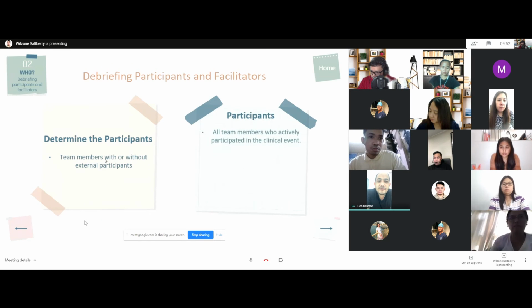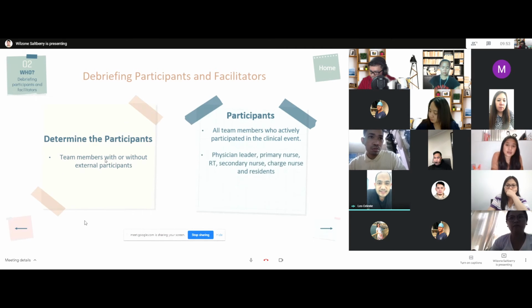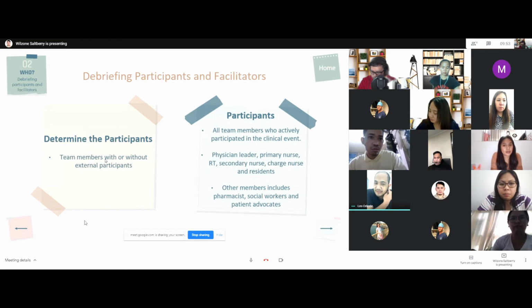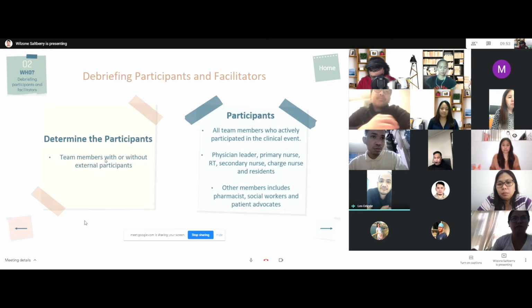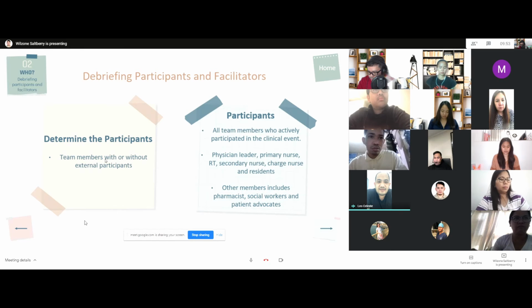So for the who of the debriefing, we will be determining the participants. Team members with or without external participants can be the participants during the debriefing. The participants are all team members who actively participate in the clinical event. It could be the physician leaders, the primary nurse, respiratory therapist, secondary nurse, charge nurse, and residents. Or it can also include other members such as pharmacists, social workers, and patient advocates.